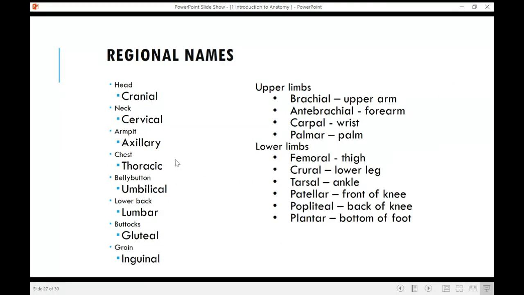For our upper limbs, the upper arm is called the brachial region. Our forearm is called the antebrachial. The wrist is the carpal, and then our hand or palm is called the palmar. For our lower limbs, the thigh is called the femoral. The lower leg is called the crural. The ankle is called the tarsal region. The front of your knee is called the patellar. The back of the knee is the popliteal, and the plantar is the bottom of your foot. So I encourage you to go through touching each part of the body and saying what the regional name is.